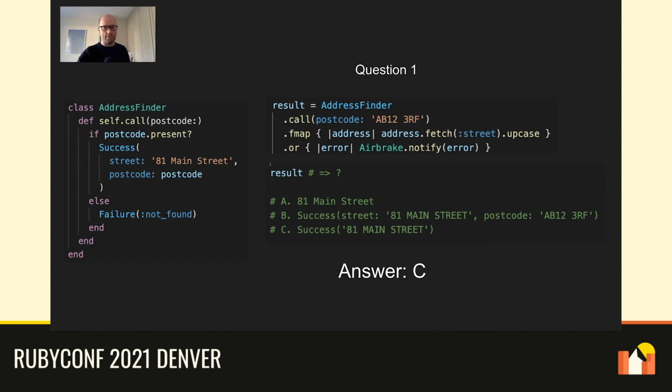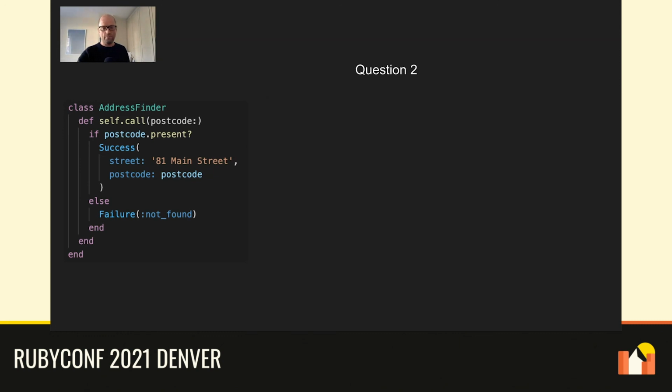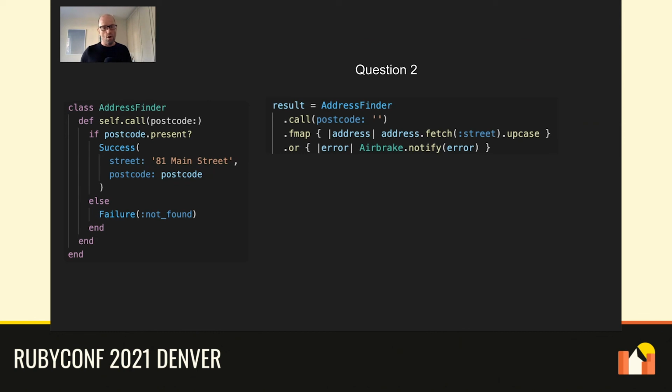Well, never fear, because there's a second question. Here's the code. Almost exactly the same. The only difference is we've got a blank postcode. What is going to happen here? What's going to be executed? Okay, when you're ready, shout it out. Shout it out. I can't hear you.